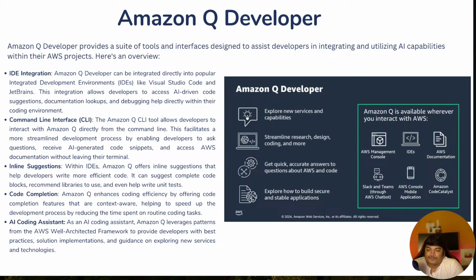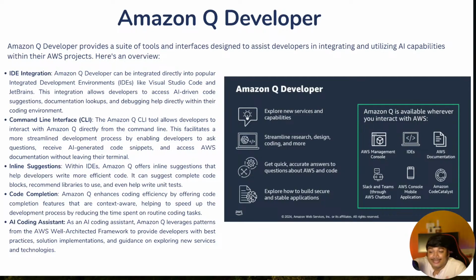So what is this Amazon Q Developer? Amazon Q Developer provides a suite of tools and interfaces designed to assist developers in integrating and utilizing AI capabilities within your AWS project. I have given some examples, and by the way, all this documentation is actually from the Amazon official website. I'm not creating something new, how can I create something new? It's all their documentation.